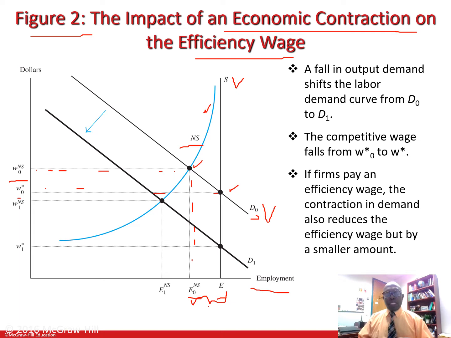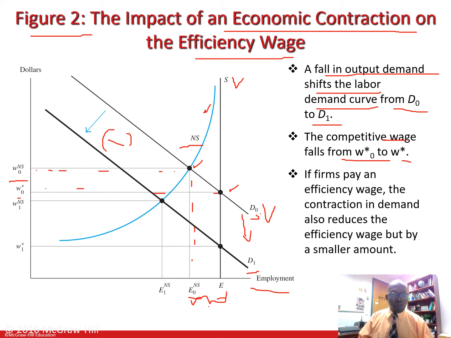So let's assume that there is a contraction in the economy. A fall in output demand shifts the labor demand curve from D0 to D1. The demand curve decreases, shifting from D0 to D1, a negative shift. Then the competitive wage will fall from W0 star to W star. We can see the competitive wage will fall from W0 star to W star.